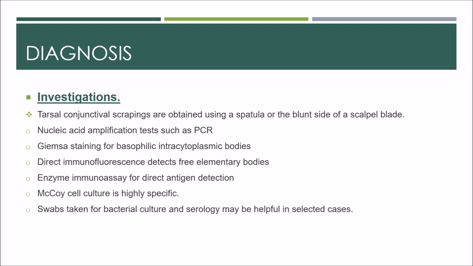Tarsal conjunctival scrapings are obtained using a spatula or the blunt side of a scalpel blade for investigations. Nucleic acid amplification tests such as PCR are likely to be the investigation of choice in time, but validation for ocular specimens is limited at present. Giemsa staining for basophilic intracytoplasmic bodies is performed by applying scrapings onto a glass slide. Direct immunofluorescence detects free elementary bodies with approximately 90% sensitivity and specificity. Enzyme immunoassay for direct antigen detection is also useful.